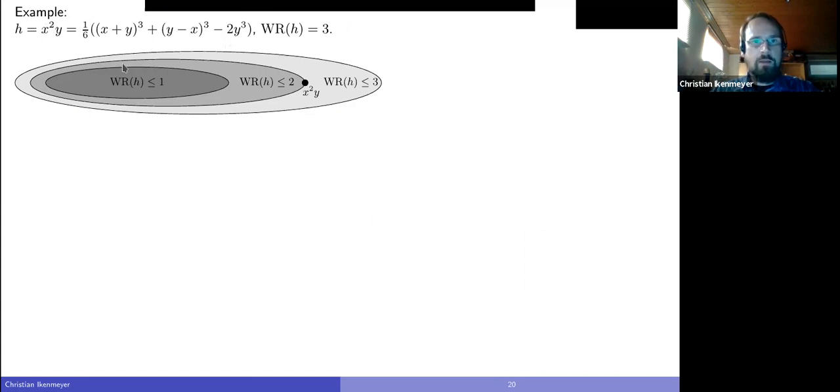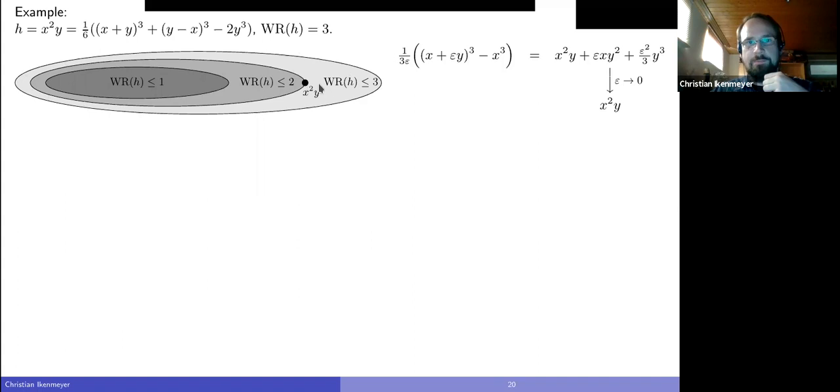But now, if we draw some kind of diagram, let's just say this is the set of all the polynomials that have a Waring rank at most 1, and here are the Waring rank at most 2 polynomials and the Waring rank at most 3 polynomials, then this x squared y lies here at the boundary. And why is that? Because there's this sequence here of polynomials that have a Waring rank 2.